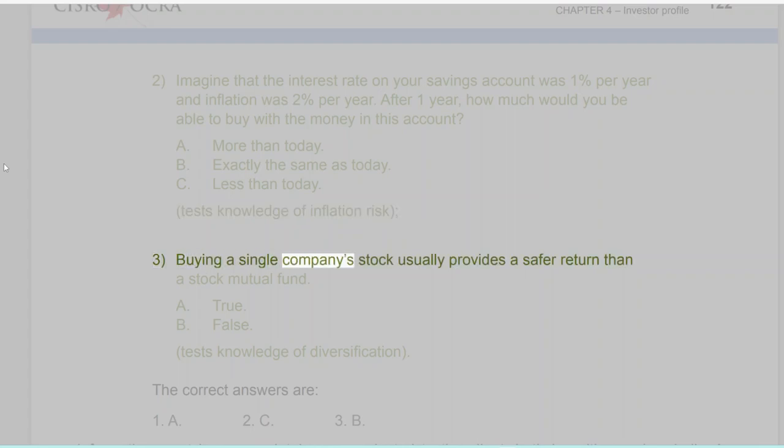3. Buying a single company's stock usually provides a safer return than a stock mutual fund. A. True. B. False. Tests knowledge of diversification. The correct answers are 1. A. 2. C. 3. B.